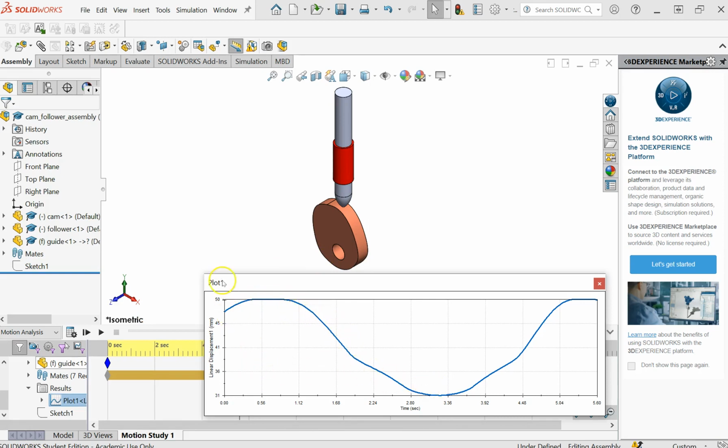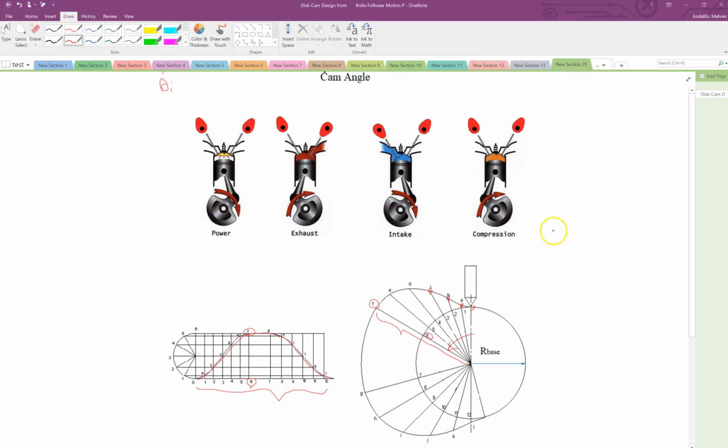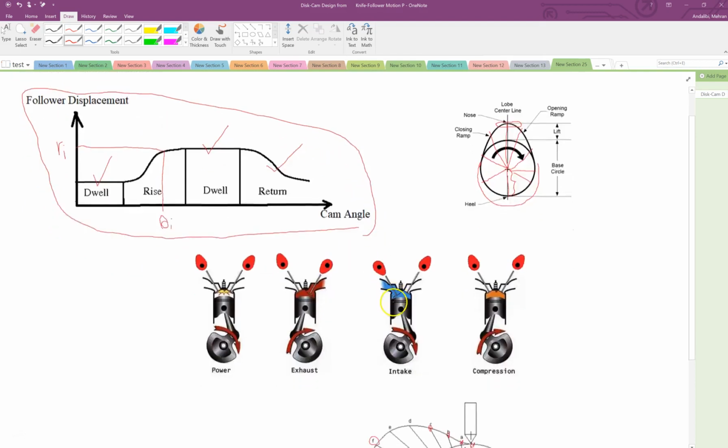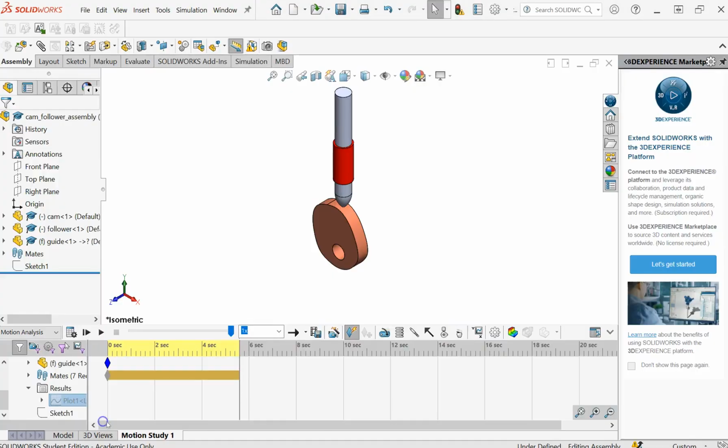So hopefully this video was useful to you and you learned how to create a basic disc cam for a knife follower, given the profile of the follower motion. How to do that theoretically and how to do it in SolidWorks and how to animate it and get the plots. And you can go back and update based on these plots that you have.